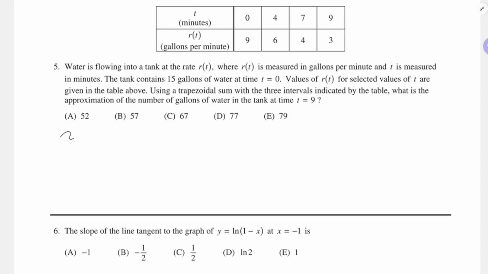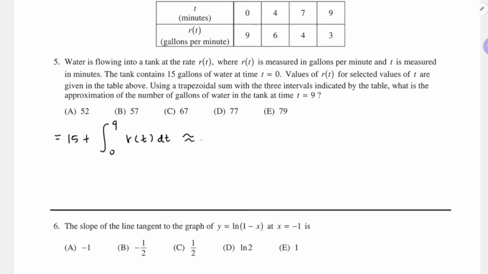The thing we're looking for is going to equal, I'm not even going to give it a name, this is a multiple choice question, it's the starting value plus the integral of the rate, right? So that's r of t. And we're going to start at time 0, and we're interested at time 9, and that works really well with our table. And so that's going to be 15 plus, and now we're going to do a trapezoidal sum.